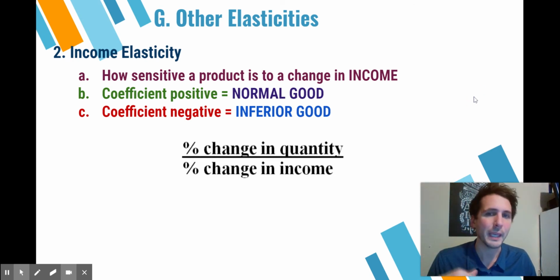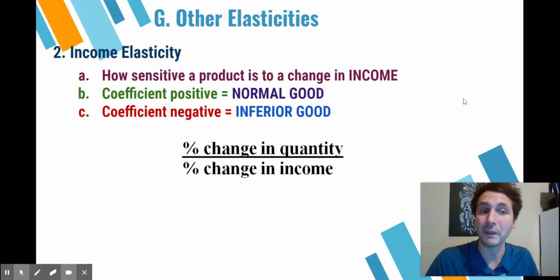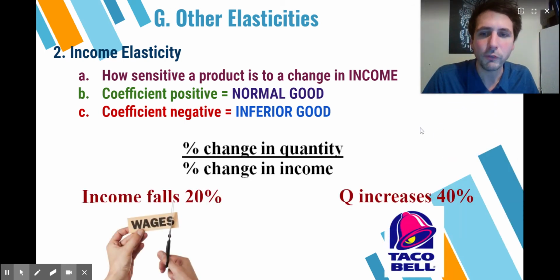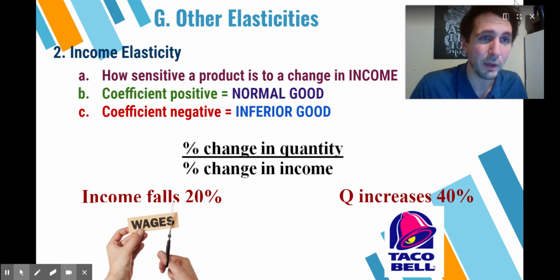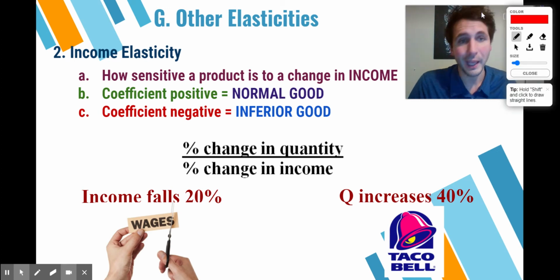Okay, so again, it's percent change in quantity over, but instead of price, percent change in income because you're not given price. So similar, but different. Quantity over income. And again, we care about the value. Is it positive or is it negative? So let's say our income falls by 20%, but the quantity demanded of Taco Bell increases by 40%. Is this an inferior or normal good? So I plug it into my coefficient.